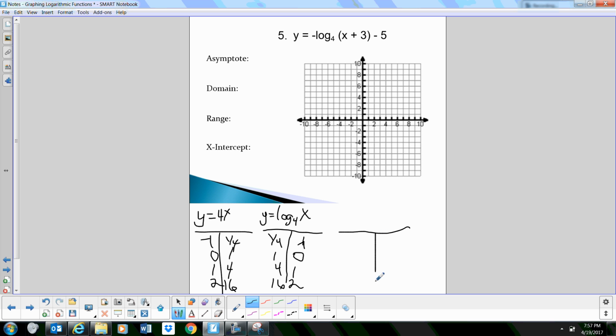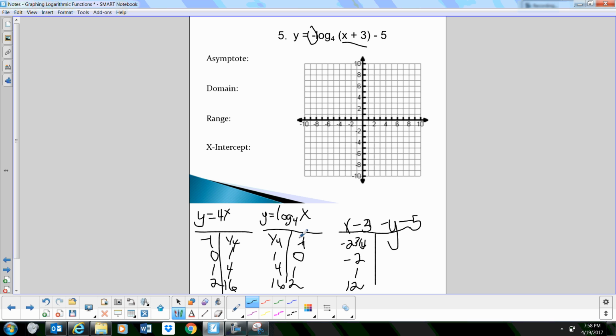Okay, now let's apply our transformations. Now this one's a little bit different. What are we doing to the x-coordinate? We're subtracting 3. What are we doing to the y-coordinate? Well, we have a negative y because of the negative in front of the log, and then we're subtracting 5. So we're negating and subtracting. So let's take our x values and subtract 3. So that's going to give me 1/4 minus 3 is negative 2 and 3/4. 1 minus 3 is negative 2. 4 minus 3 is 1, and 16 minus 3 is 13.